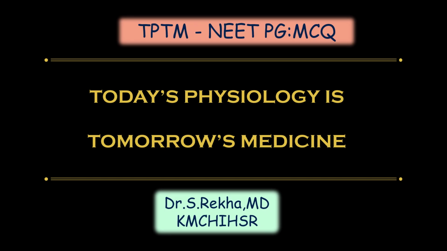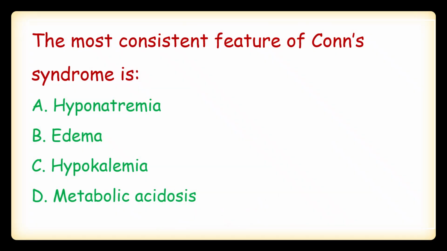Once again, we are going to crack an MCQ from endocrinology. The MCQ is: the most consistent feature of Conn syndrome is? The options are A. Hyponatremia, B. Edema, C. Hypokalemia, D. Metabolic acidosis. Before going into detail about the MCQ, first we will see what is mineralocorticoid or what is aldosterone, and then we'll finally go to the question proper.